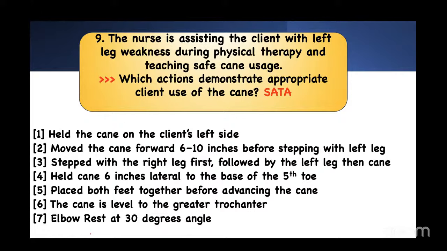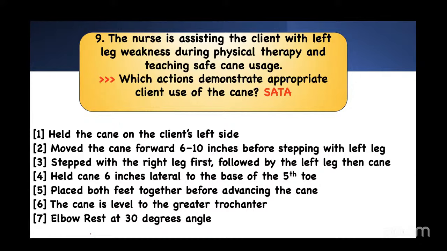So that's a bad move. The cane is held 6 inches lateral to the base of the fifth toe. Yeah, close to you, that's where it's supposed to be. And place both feet together before advancing the cane. Wrong answer. You're going to fall, right? The feet should be far apart. They can't be together. So number 5 is wrong.